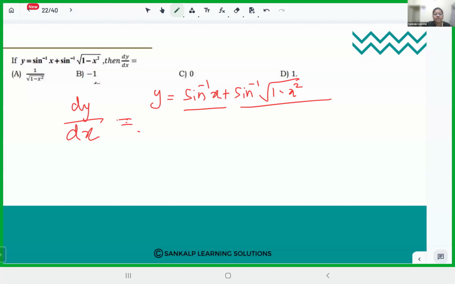So first of all, what is the derivative of sine inverse x? It is nothing but 1 by root of 1 minus x square, right? Sine inverse x derivative is 1 by root of 1 minus x square, plus what is the derivative of sine inverse of root of 1 minus x square? In the place of x, you can see that there is another function, right? In the place of x, it is another function.